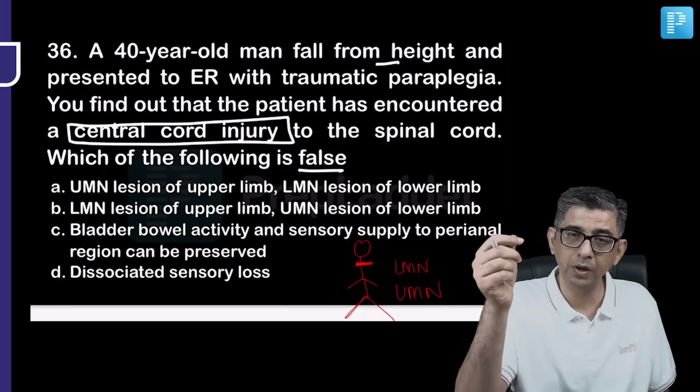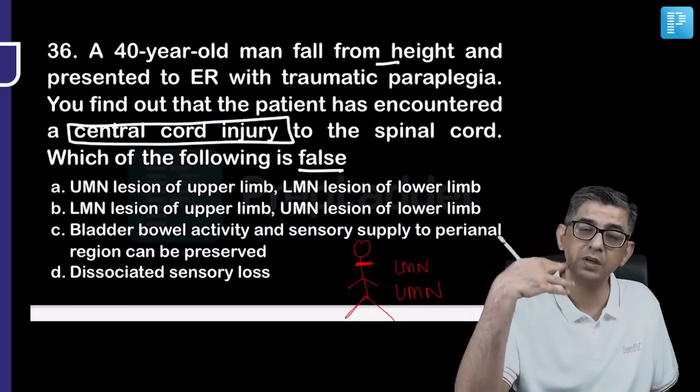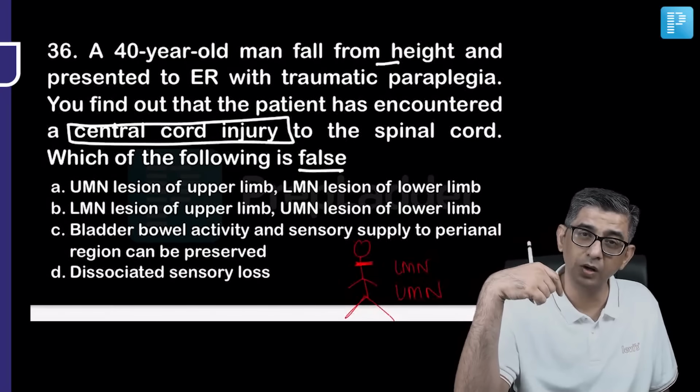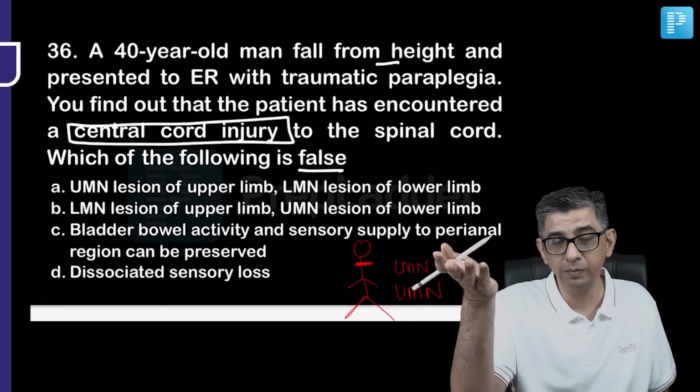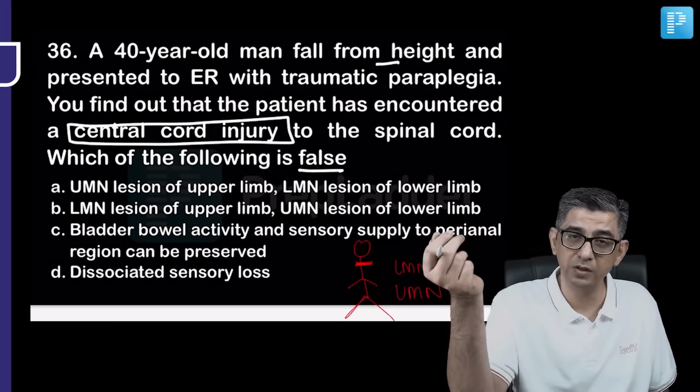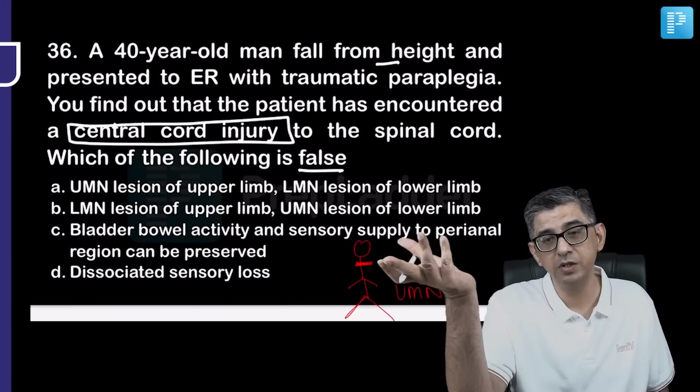Guys, please remember, every time the corticospinal pathway is affected in the spinal cord, in the brain it is involved, understandable, but even in the spinal cord, if it is involved, it would still cause manifestations of upper motor neuron lesion, because the corticospinal tract, whenever it is involved, will have spasticity and brisk reflexes.